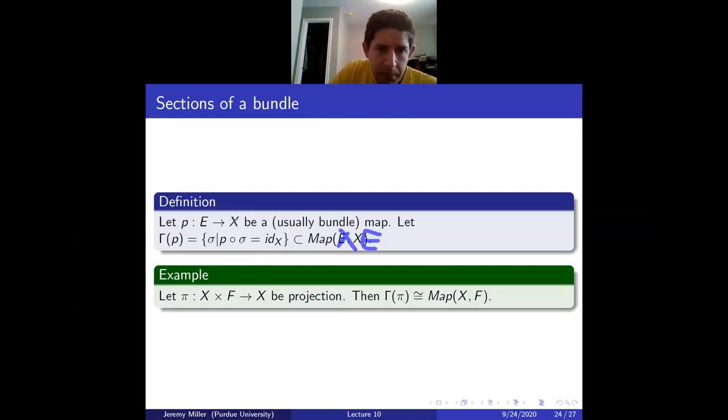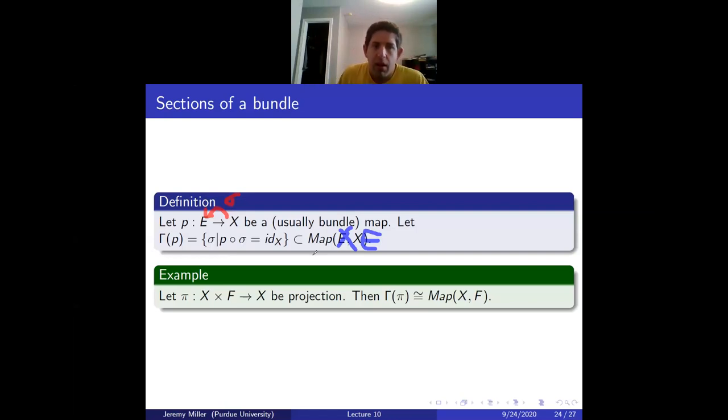Maybe I should have called it X to B. So it's a set of sigma that go like this. Take points in X and output E, such that when you start out in X, take sigma to E, then you project back to X, you end up where you started. So it's a set of maps from X into E, such that when you project back, you get the identity on X. And just topologize this with the subspace topology.